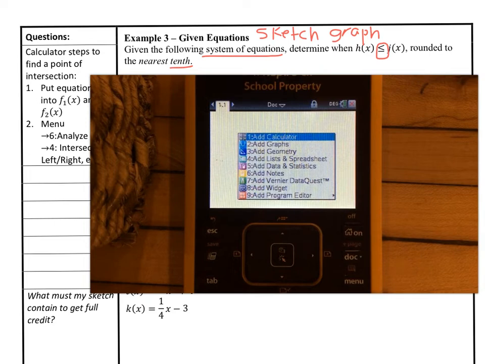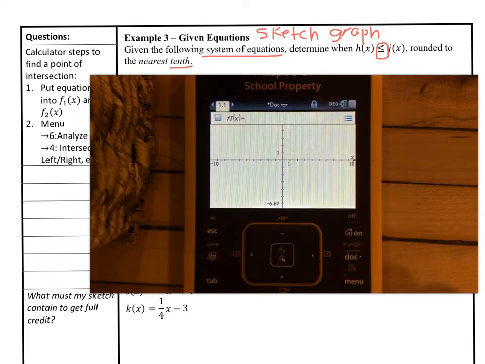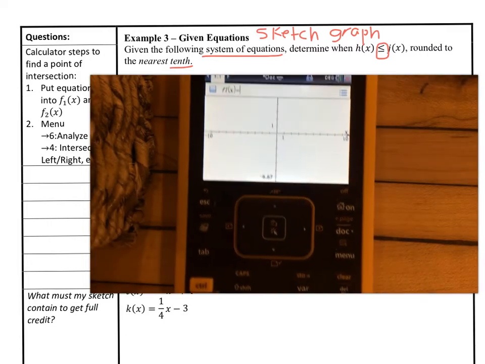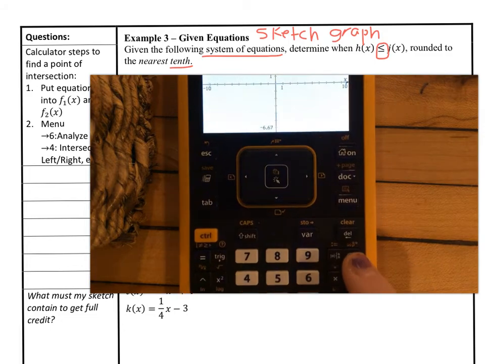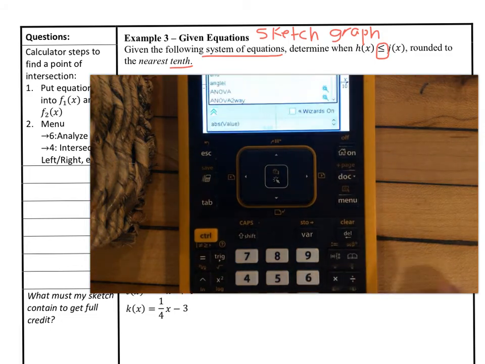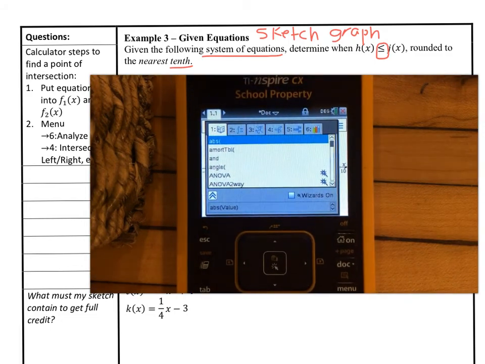All right, so we want to start by adding a graph to our calculate screen. And the first function, that h of x function from our notes, we want to do the absolute value sign, or those bars. So we hit the catalog button right there. And when you hit the catalog button, the very first one that pops up is ABS, that's absolute value.